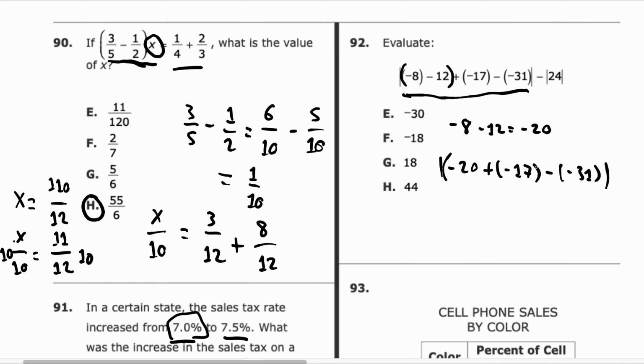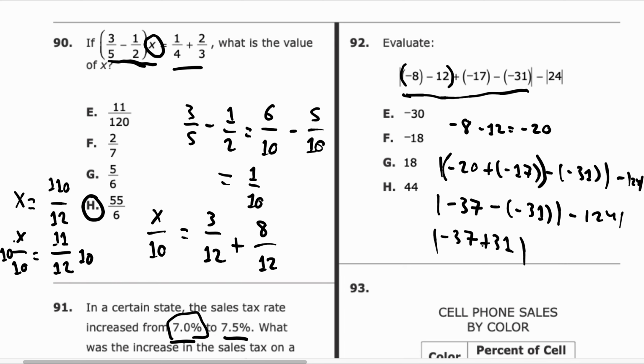Okay, and now I'm going to keep going left to right. So negative 20 plus negative 17 is negative 37. Okay, and now we have negative 37, and then minus minus is just plus. So negative 37 plus 31 minus 24.